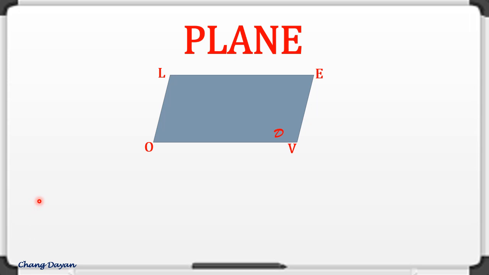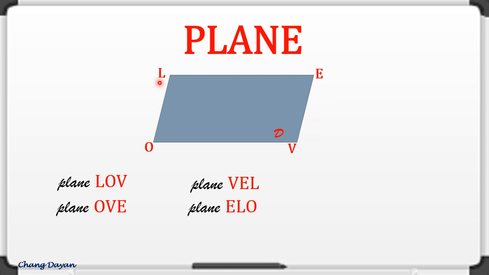Now let us name the plane by 3 letters. So we have plane LOV, plane OVE, plane VEL, plane ELO. So those are how you will name the plane by 3 letters.